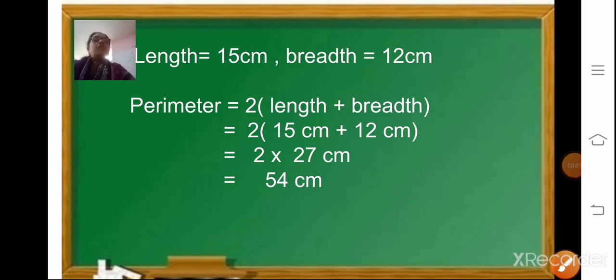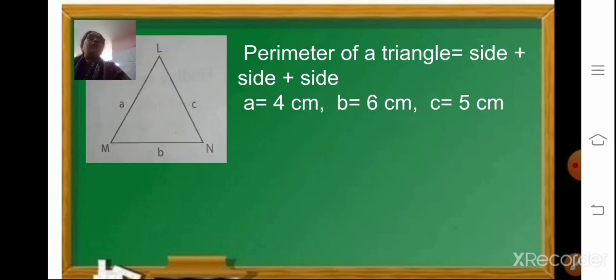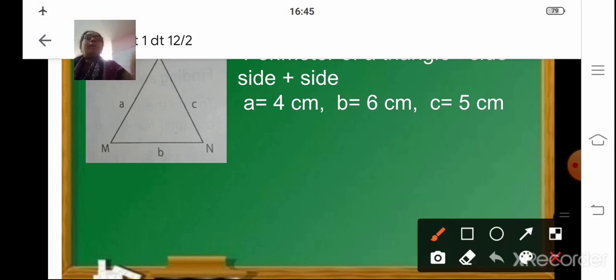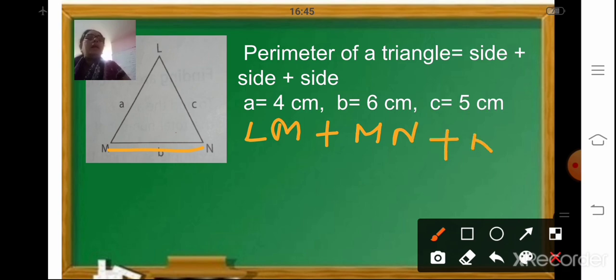Okay, now let us learn to find the perimeter of one more closed figure, that is perimeter of a triangle. Now let us see an example here. Now to find the perimeter of a triangle, your formula is side plus side plus side. Now here the one side is LM, so I'll write it as LM plus it is MN and then plus NL. That means LM, we have written it as A, MN is B and NL is C.